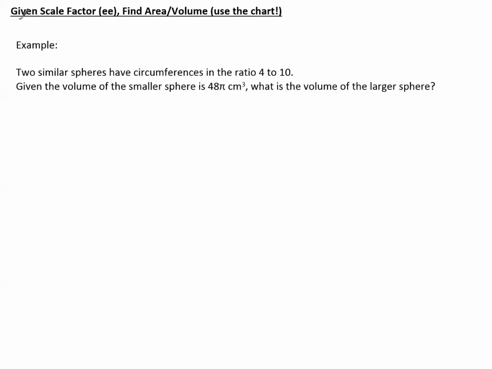Now let's talk about, given the scale factor, finding everything else: area and volume using the chart. For example, two similar spheres have circumferences in the ratio 4 to 10. Remember, a ratio can be thought of as a fraction like that. Given the volume of the smaller sphere is 48 pi centimeters cubed, what is the volume of the larger sphere? Anytime we see similar, let's think of making the chart.